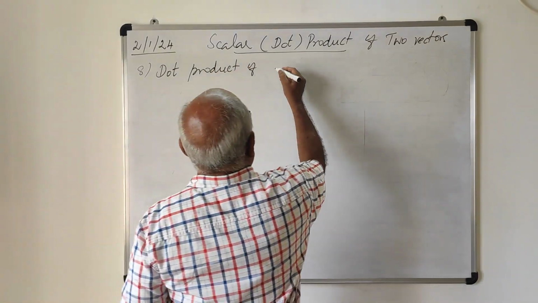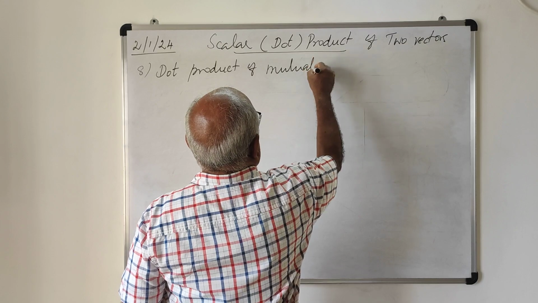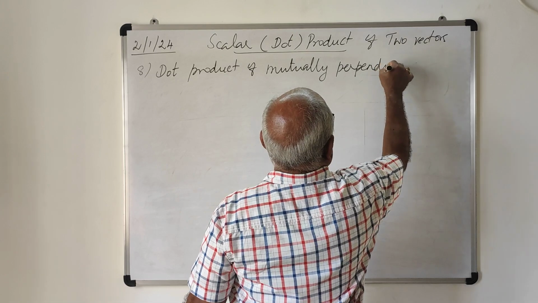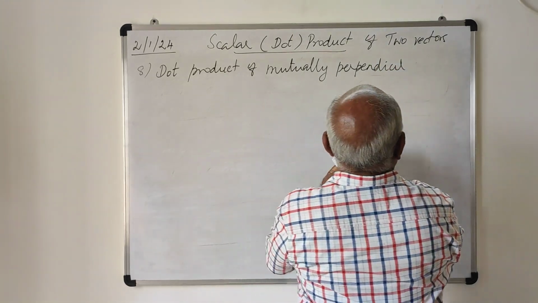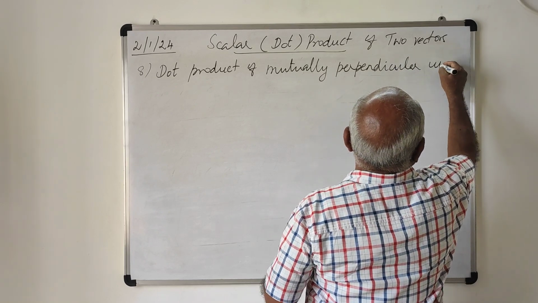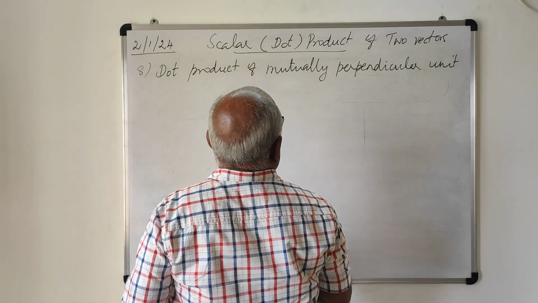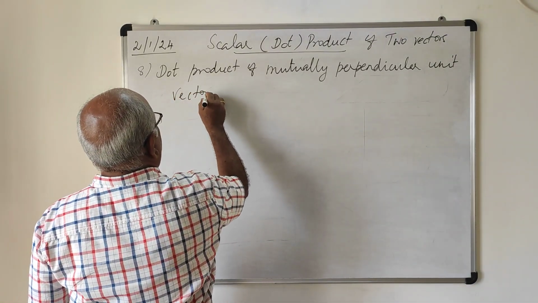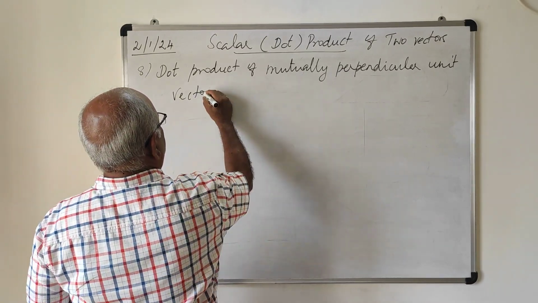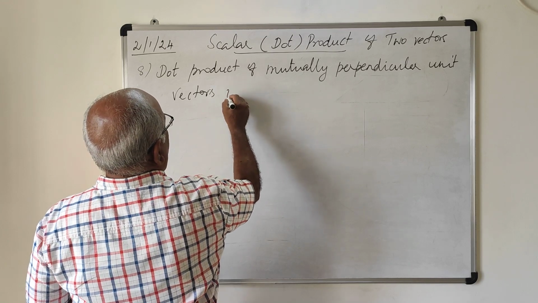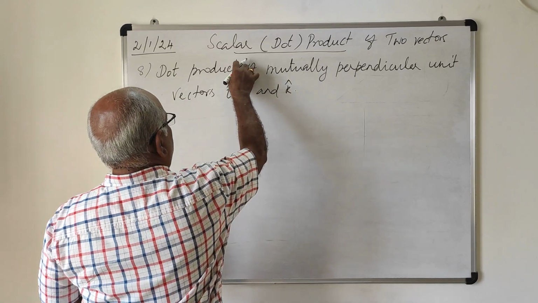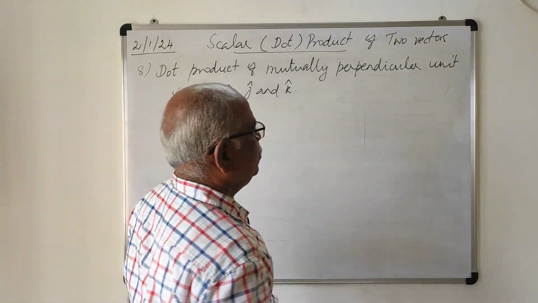Dot product of mutually perpendicular unit vectors. Dot product of mutually perpendicular unit vectors I, J and K. What is the dot product of mutually perpendicular unit vectors?